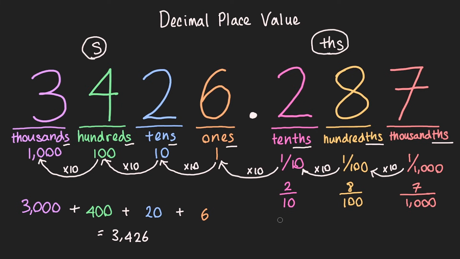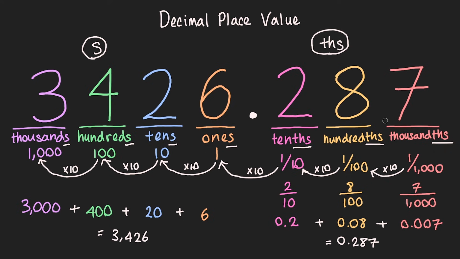Now, how would you write these fractions as decimals? Well, the first one would be 0.2. And then moving on, we would get 0.08, and finally 0.007. And now if we add all our decimals together, it would equal 0.287, which is our original decimal part up here. And there we have it. You are now an expert on decimal place values, and the world is once again saved from sinking submarines.